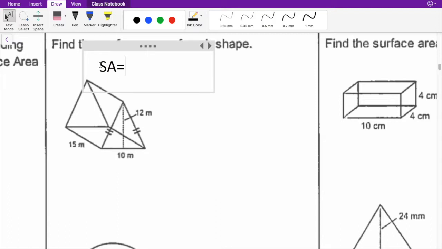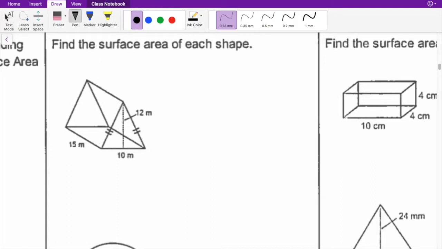SA equals AH plus... Actually, let's not do that. I want you to think about it logically here. What I want you to do is unfold this to make a shape. Right? So we're going to unfold this shape. It's going to look like this. There we go. Beautiful.